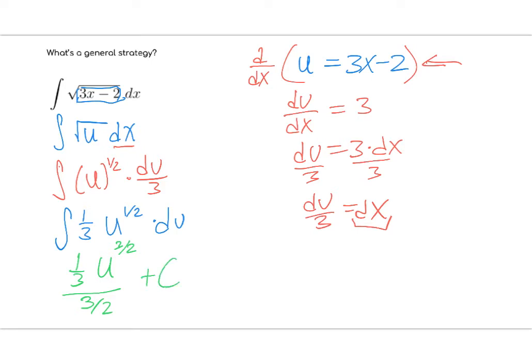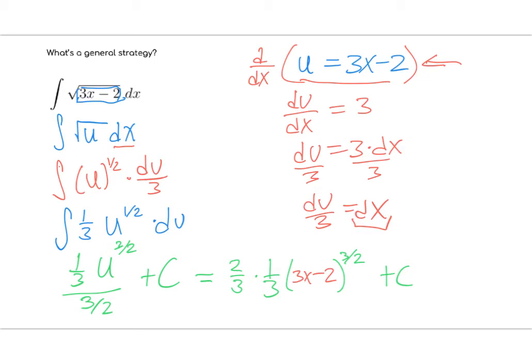Okay, I'm going to simplify this a little bit. So dividing by a fraction is the same thing as multiplying by its reciprocal. Instead of dividing by 3/2, that's going to be multiplied by 2/3. 1/3 instead of u, I'm going to put a big space there just for a minute. We're going to put our original function back in because we said that u was 3x minus 2. So instead of u, I'm going to write this as 3x minus 2. At this point, we're done. We have found a function whose derivative is the square root of 3x minus 2.